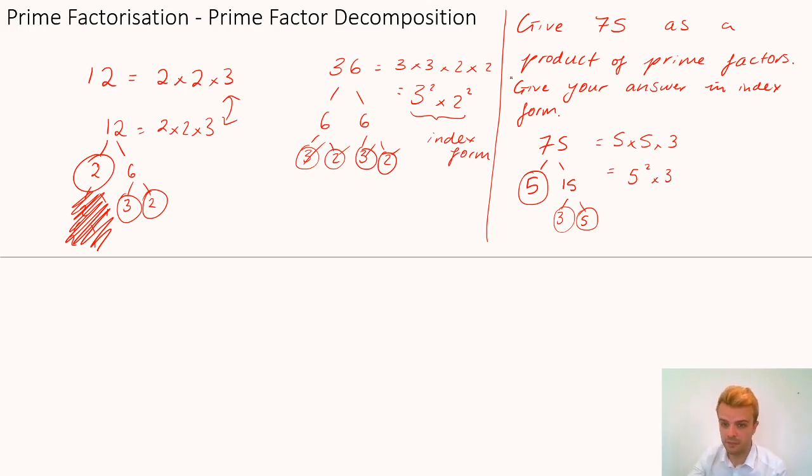Now, because of this part of the question, give your answer in index form, we have to write that 5 times 5 as 5 squared, otherwise we'll lose a mark. If that wasn't in there, if it didn't say give your answer in index form, it would be absolutely fine to leave your answer like this. But it says give your answer in index form, so we have to write it like that.